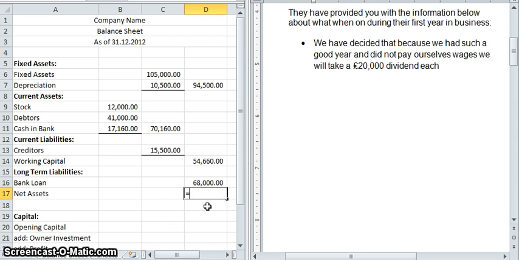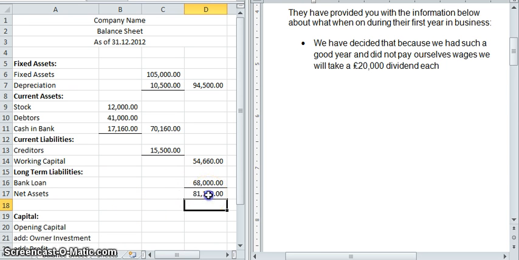First and most simply, we know that it's all of our assets. So we take our fixed assets and we add to it our current assets. All of our assets minus all of our liabilities. So then we subtract our current liabilities and we subtract our long-term liabilities, which gives us 81,180.